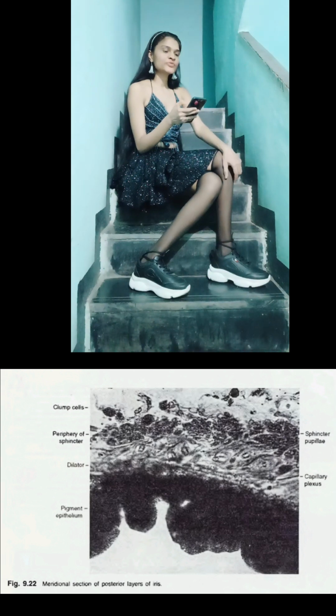Tomorrow we will cover the sphincter muscles, then dilator pupillae muscle, then vessels of the stroma of the iris. Okay. So this will be covered in either one part or two parts.